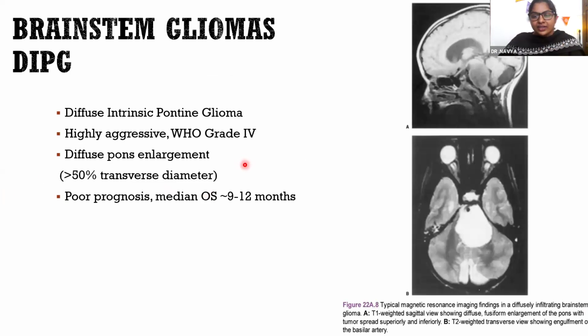This was from the textbook of Pediatric Oncology, PISO, where this is a diffusely infiltrating tumor of the entire brainstem. The T2 image, where, see this, the basilar artery is completely engulfed. It's so invasive, right? It takes up more than 50% of the transverse diameter. Of course, the prognosis is poor.